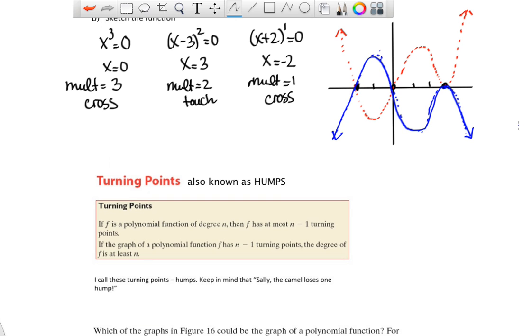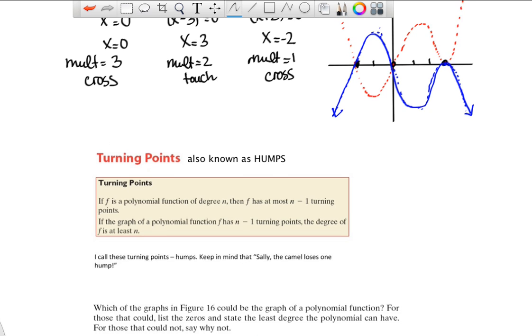Based on that graph, we can also then talk about turning points. Turning points are where the graph goes from increasing to decreasing, and decreasing to increasing, and then back again. Those are called turning points, and I call them humps. It's probably pretty clear to see why I call them humps.